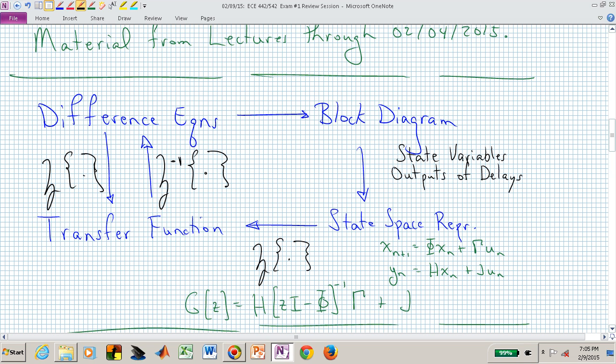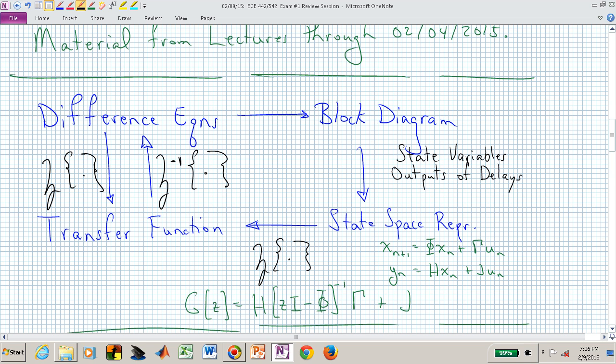Our system matrix is capital Phi, our input matrix is capital Gamma, our output matrix is H, and our direct feed-through matrix is J in a state space representation. And I was getting lazy, or more concise. I was just subscripting with the time index. I wasn't saying here's the argument at time n. I just said x of n. And x could be a vector.